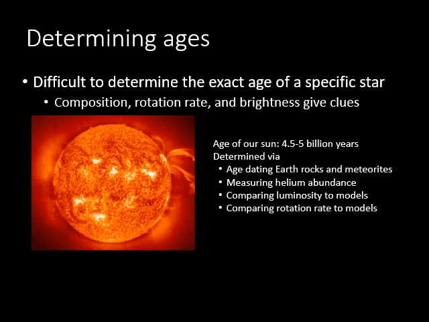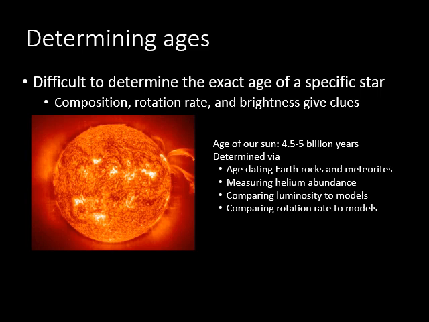Now, our sun shown here is a little bit different because it's nearby, it's in our solar system, and we also have other objects in our solar system that can give us clues to the age of the sun. So we've determined that our sun is about 4.5 to 5 billion years old, and that's determined via a variety of methods.